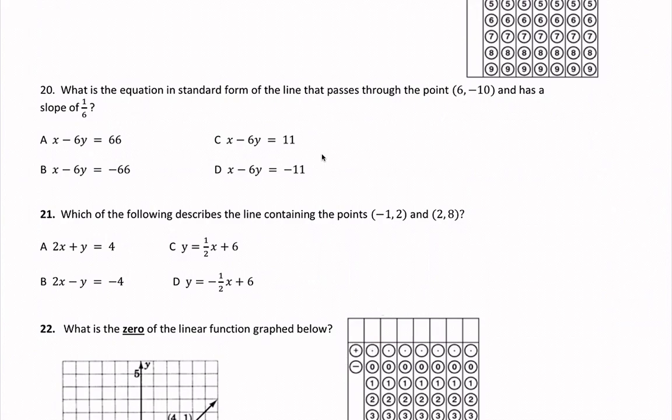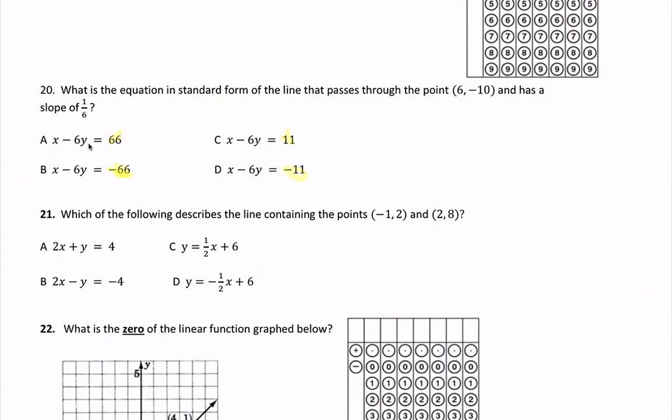Okay, so number 20, what is the equation in standard form of a line that passes through the point (6, -10) and has a slope of 1/6? One thing I like to do is look at my answer choices, and what I notice is that they all start with x minus 6y. So really the only thing that is different is what they are equal to.